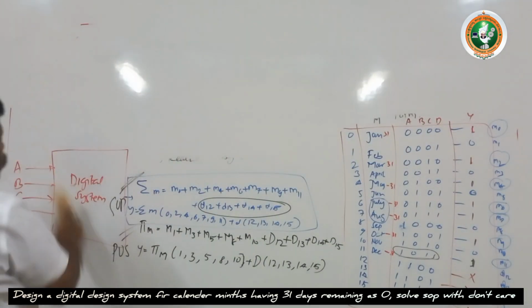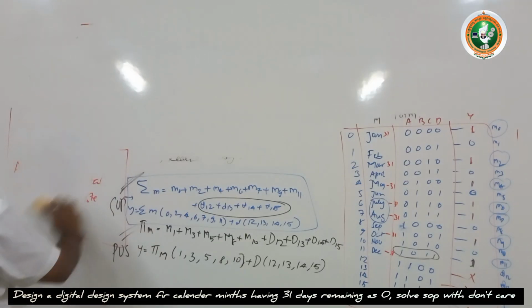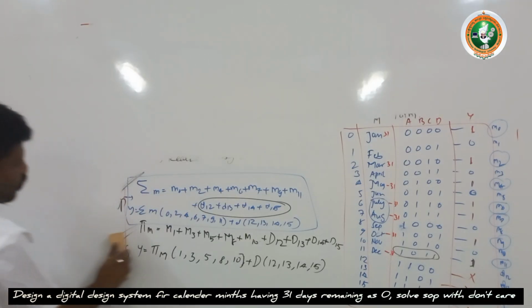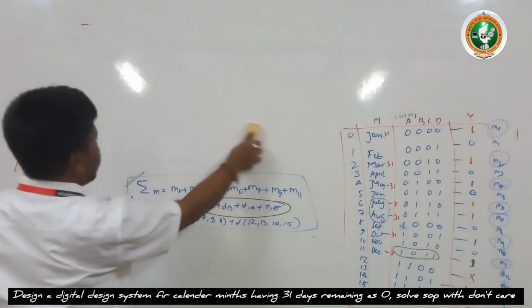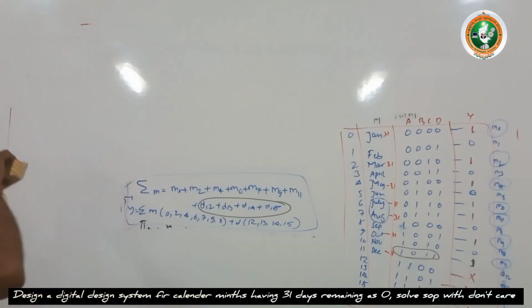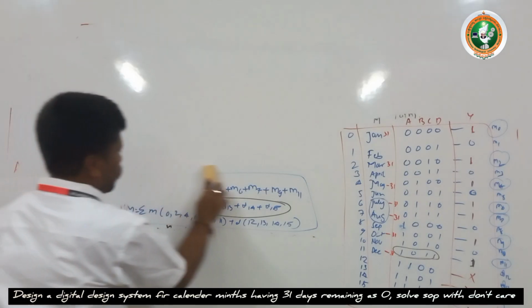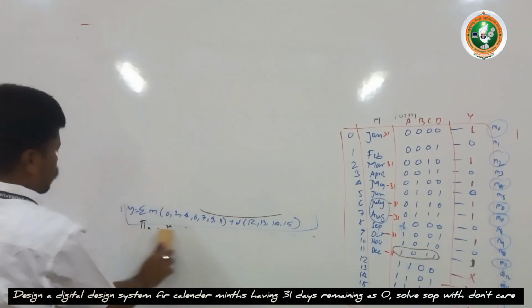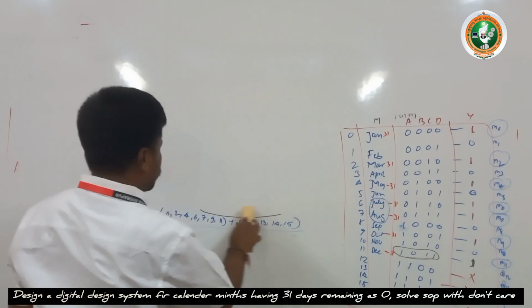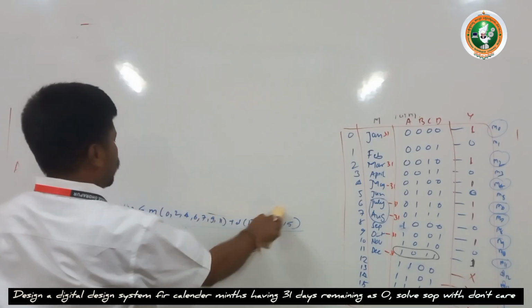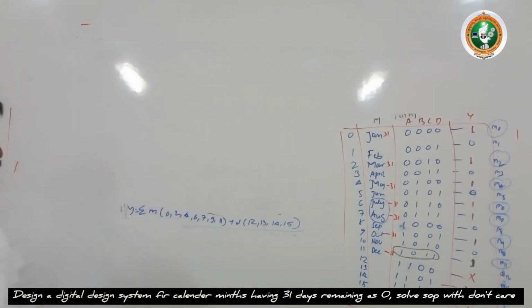Okay, now I am considering only the SOP. I am deleting the POS form because we need to realize and solve the SOP form. Okay, this is the SOP question we got from the given problem. This is to be considered here now.